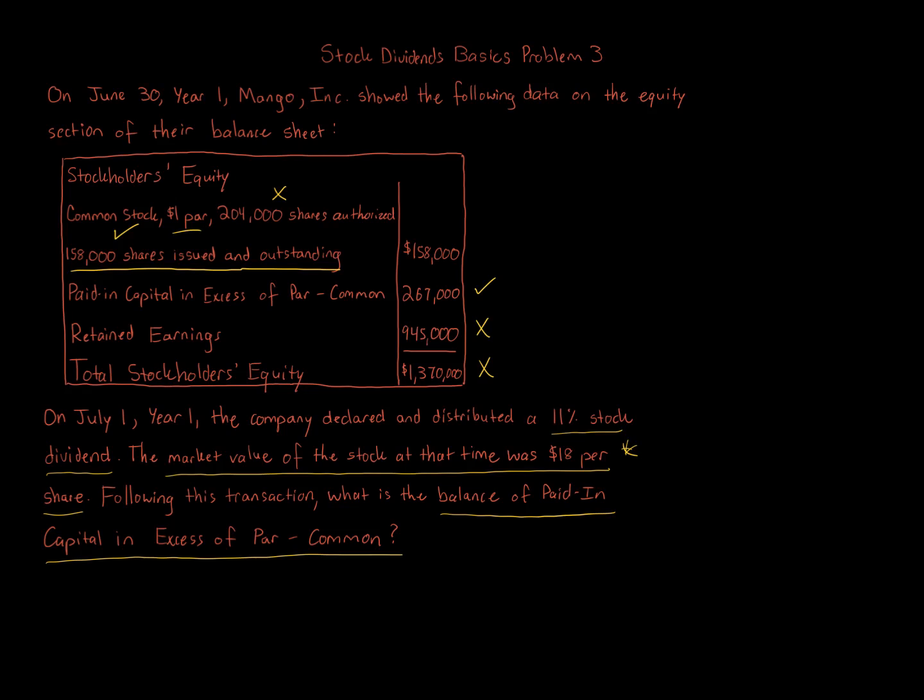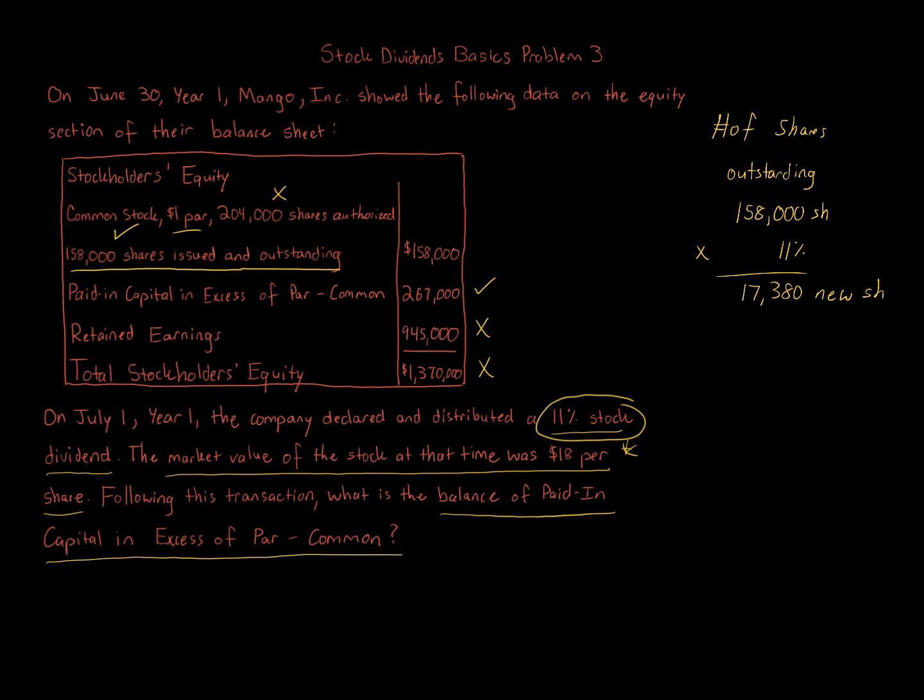All right, let's go through this. What we need to do is take the number of shares outstanding. That's always where we start. If you're trying to calculate the change in the paid-in capital in excess of par, which here we're told is 158,000, that is where you start, 158,000 shares. We're going to multiply that by the percentage stock dividend, which we're told is 11%. That's going to give us the new number of shares, which is 17,380 new shares due to this stock dividend.